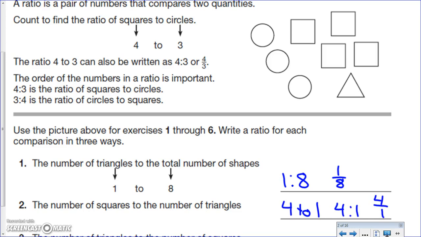And with ratios, it's okay to have an improper fraction. It just depends on what the ratio is asking you to do. In this case, it's 4 to 1, so the 4 goes on top and the 1 goes on the bottom.